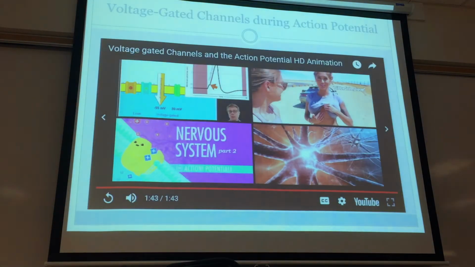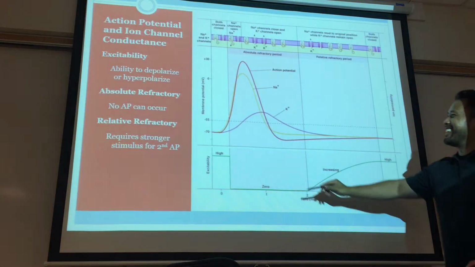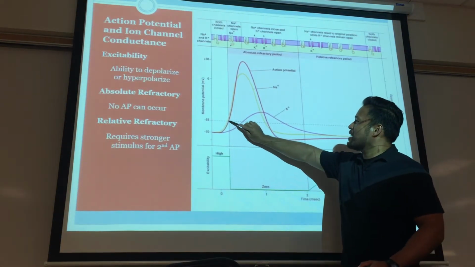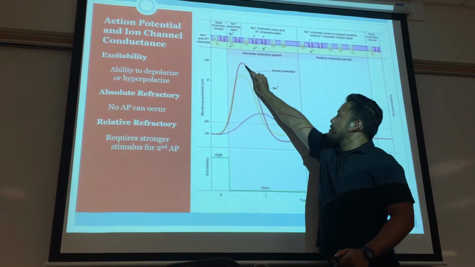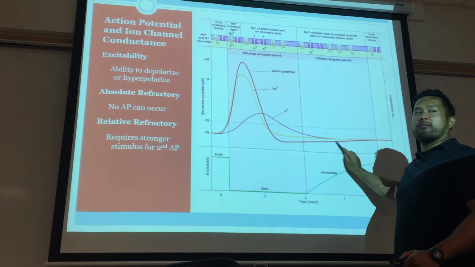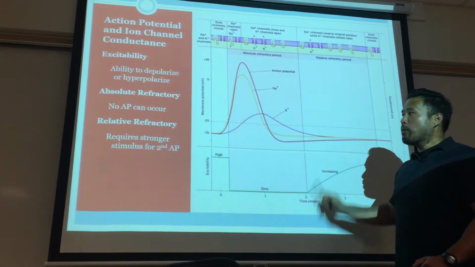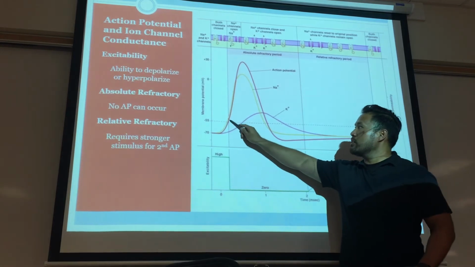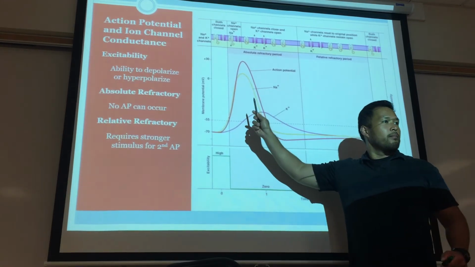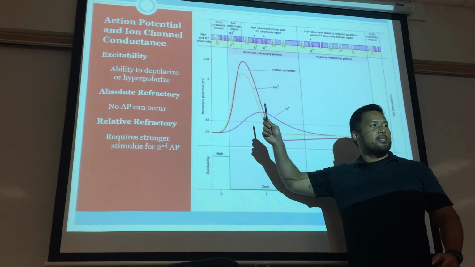If you take a look, whoa, what was that? Sorry. If I were to take a look at my action potential, it rises up to +30 and comes back down. That's it. If I were to give it a suprathreshold stimulus, I'm still going to get the same waveform. An action potential still exists.